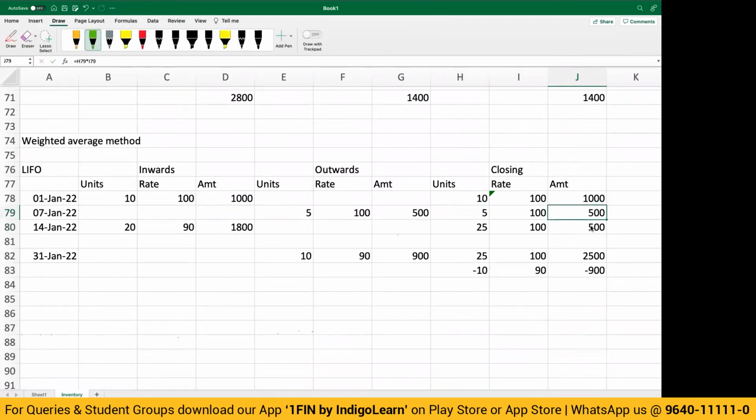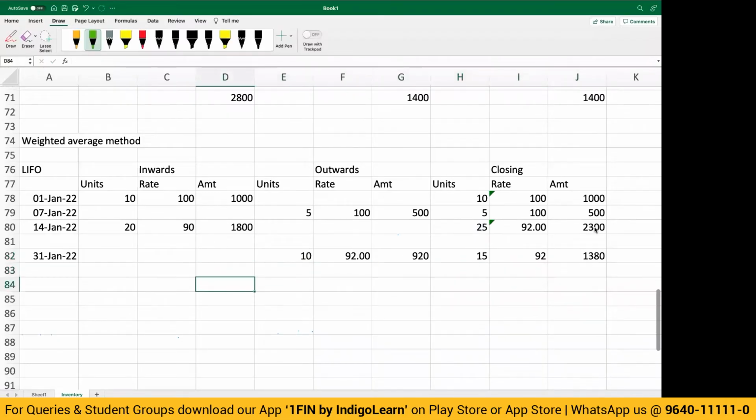So now 500 is with you. You have purchased additional 1800. So what will be the value here? 500 plus 1800, 2300. So what will be the average? 2300 divided by 25, 92 will be the average. This is called weighted average. Then when an outward happens, at which rate? At 92. It will happen at the weighted average rate. And your closing will also be at weighted average rate, 92, and it will be 25 minus 10 units, which is 15 units.